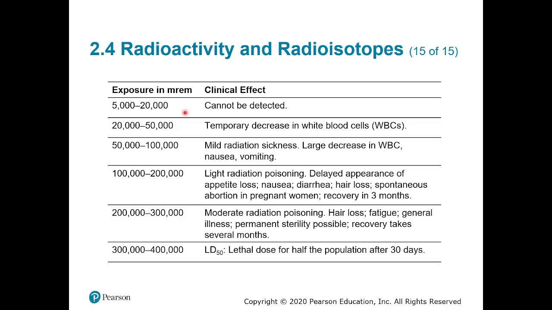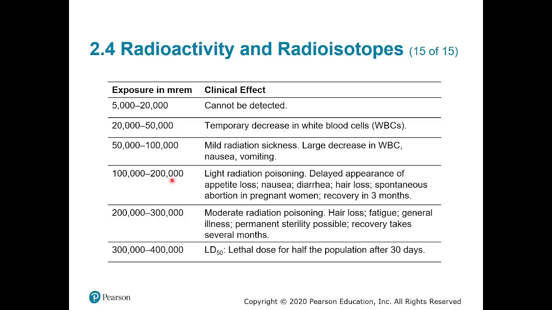Typically 5,000 to 20,000 cannot be detected. 20,000 to 50,000, you have a temporary decrease in white blood cells. 50,000 to 100,000 is mild radiation sickness. You have a large decrease in your white blood cells, nausea, vomiting. This is where we usually start calling this radiation sickness.